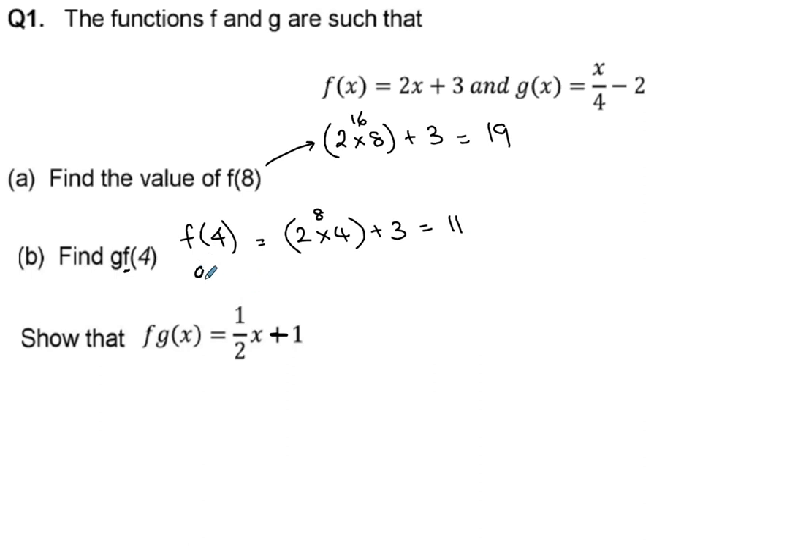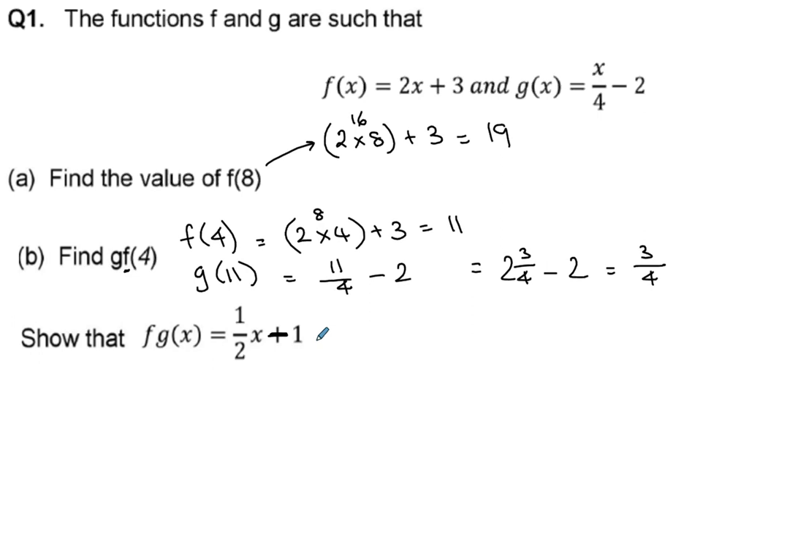And then we stick in the 11. And then you get 11 over 4 minus 2. 11 over 4 would be 2 and 3/4, minus 2, and we're just left with the 3/4. Okay, yeah. Show that fg(x) equals a half x, and that's supposed to be minus 1, I think. Yeah, I think there was a mistake in the question.